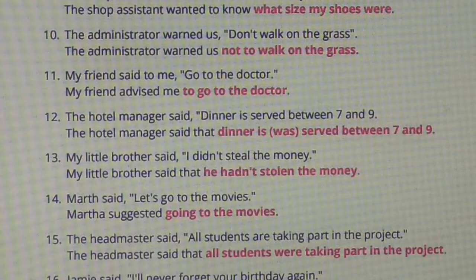My little brother said, I didn't steal the money. My little brother said that I didn't changes into he hadn't stolen the money. Martha said, let's go to the movies. Martha suggested going to the movies.